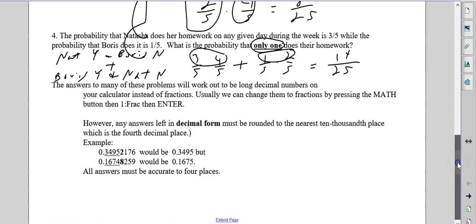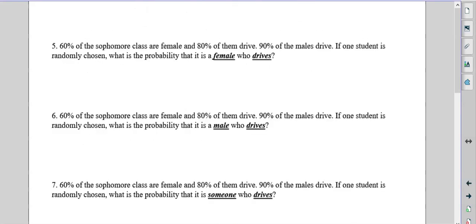This is the same thing we talked about before about rounding. If you get a decimal answer, just round to the 4th place. Okay, 60% of the sophomore class are female, 0.6. 80% of them drive, 0.8. 90%, 0.9, of males drive. If one student is randomly chosen, what's the probability that it's a female who drives?